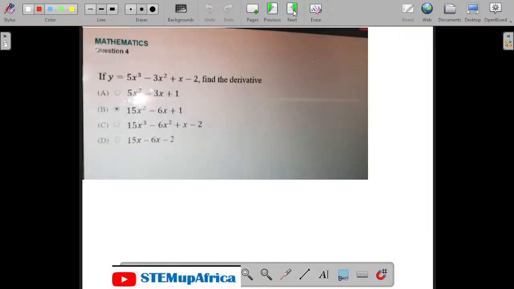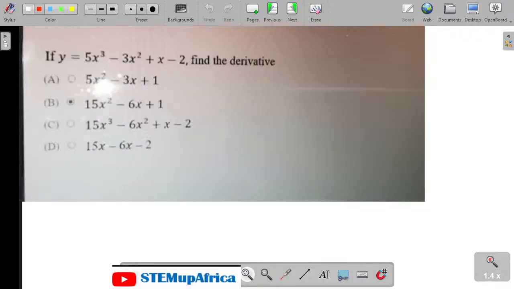Now, we should find the derivative of 5x cubed minus 3x squared plus x minus 2. Derivative means to differentiate it, or find dy/dx. Let me remind you, if y is equal to x to the power n, dy/dx is written as nx to the power n minus 1. Meaning this n will come back and you subtract 1 from it.